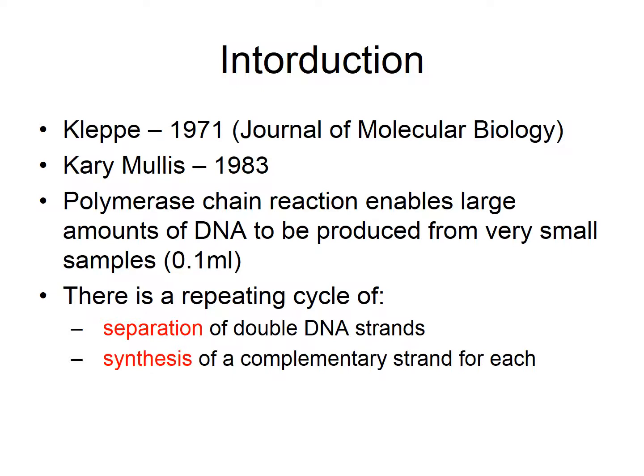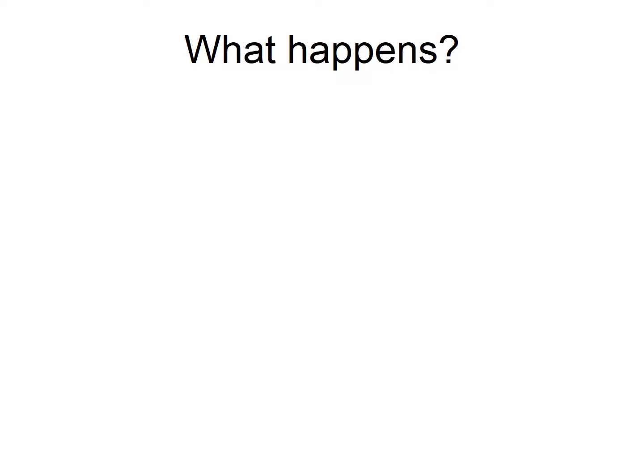Now you have two double-stranded DNA. Again, these two double-stranded DNAs undergo separation, and then another copy of each is formed. And in this pattern, in these repeated cycles, the number of DNAs is multiplied exponentially. Now, what is required? What happens in this particular reaction?